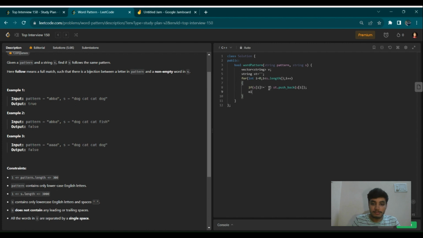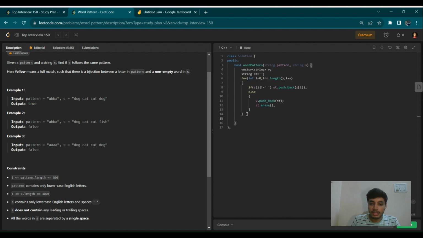And when we find a space, first we have to insert this string in our vector, so we will do v.push_back(st). And next, for our next word, we have to empty our string also. So we will write st.erase, that will delete all the characters present in our string.